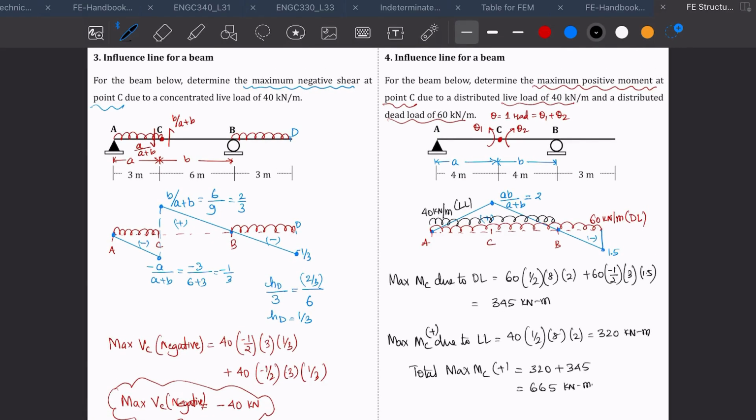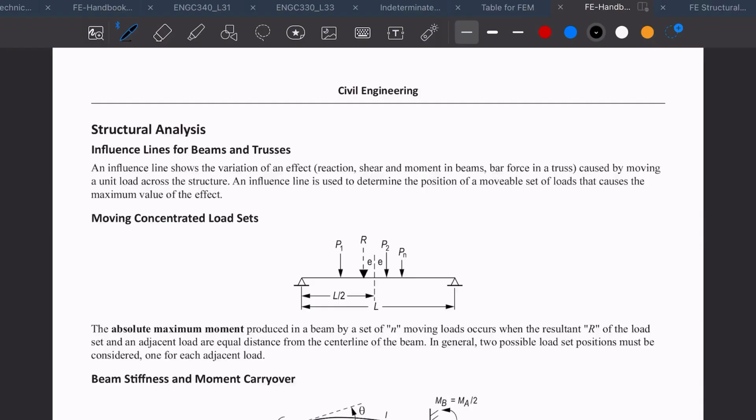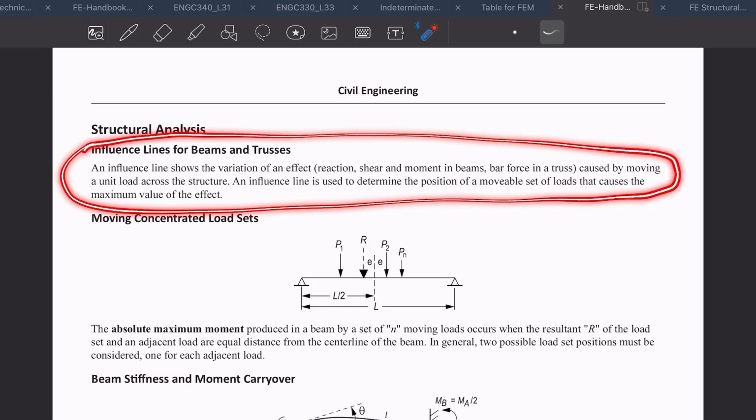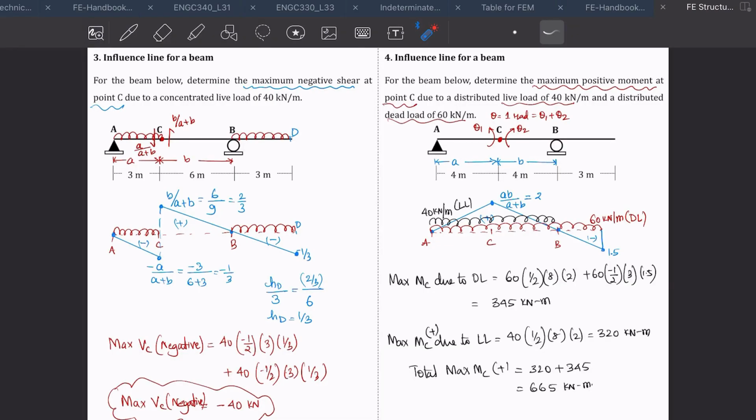So which means that if you position the load exactly as given here, you'll see that the moment at C will be 665 kilonewton meter, and that will be your maximum moment at C. If you put your load somewhere else, it will never cross 665. So that is what is expected from your FE manual for this section of structural analysis for a beam. Again, that is what is needed for the influence line for a beam.